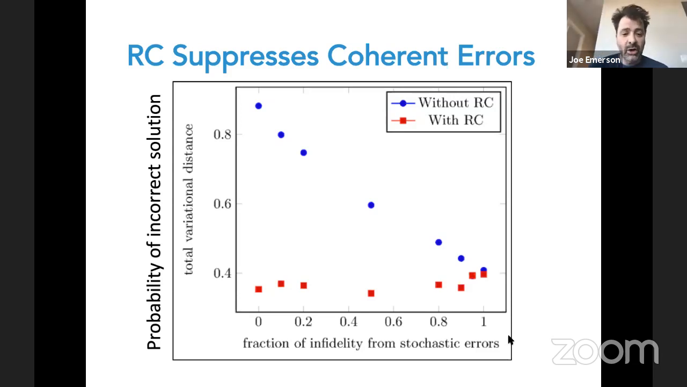And so what this is showing basically is that if your errors are purely coherent, like they might be from crosstalk or calibration errors, then you get a huge gain with randomized compiling. If your errors are natively stochastic, then you get no gain from randomized compiling. And so there's just a scaling there that I'll skip really quickly.